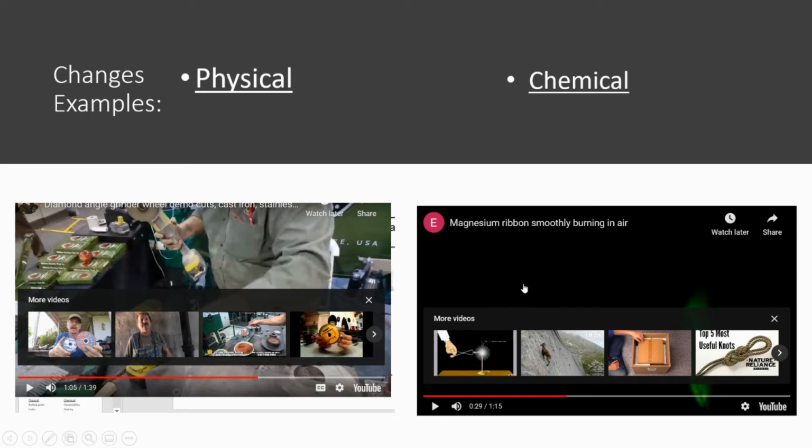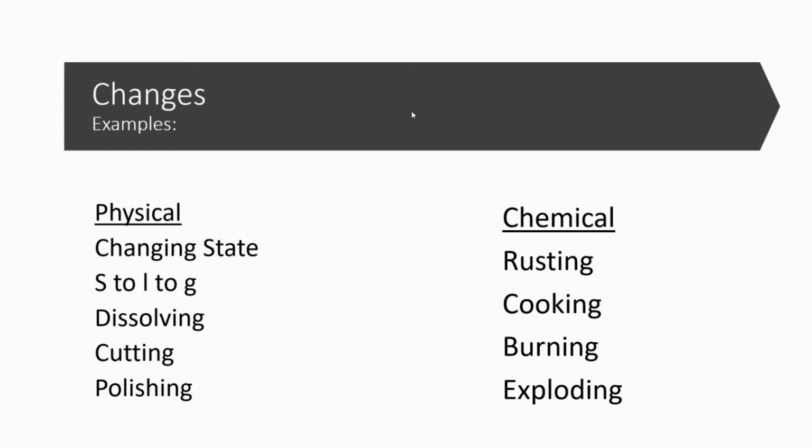And burning, flammability, is a chemical property. In order to observe if it will burn, we actually have to change it into something new. Changes, physical and chemical, here are some examples. Physical: changing state, going from a solid to a liquid to a gas. If I take any kind of substance, I can change its state and it's still the same substance.